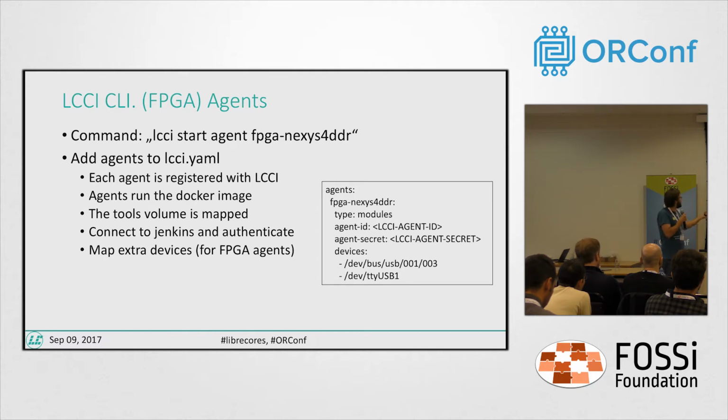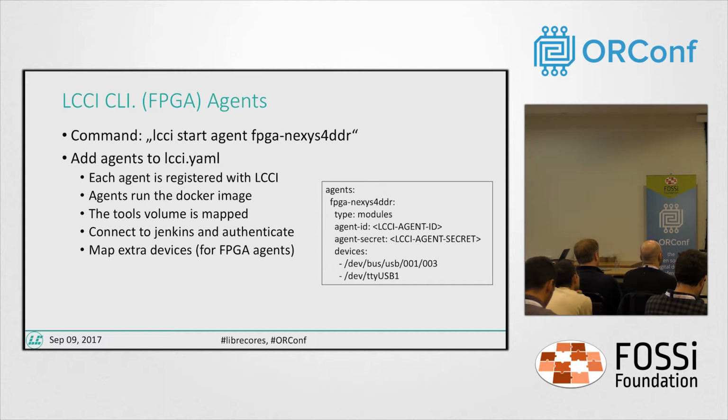While I was at it, I also added the possibility to launch agents, even FPGA agents, and this is what we do in OptimSoC. So we connect our local Nexys board to a lab PC and just run LCCI there, and then it connects to the infrastructure. It gets an authentication token. So this is what you do when you want to work with us. You ask us, can I connect my node? And we will give you the agent ID and the agent secret, which are both strings. And this is the configuration update.